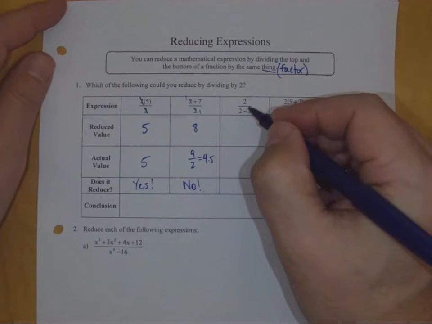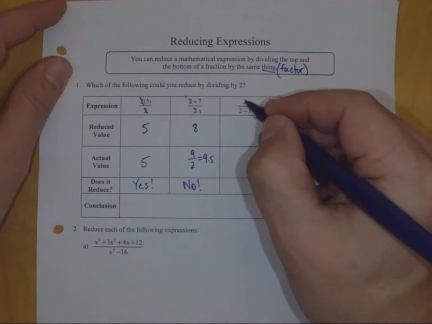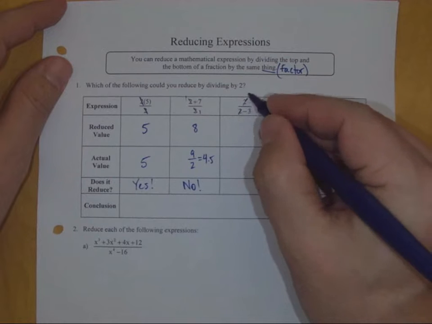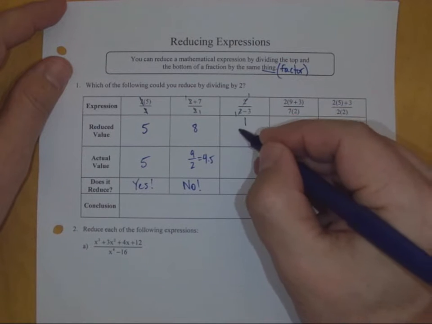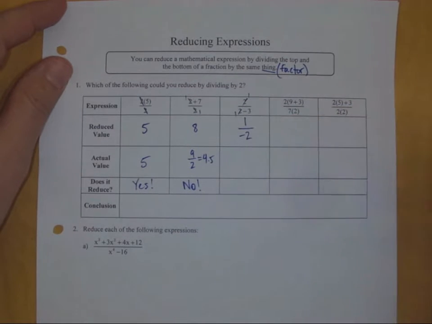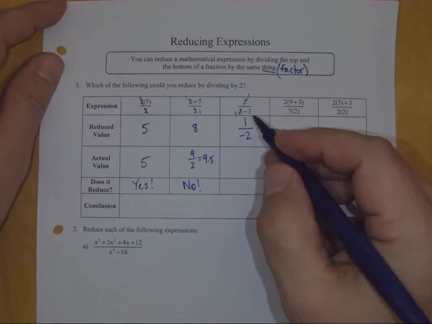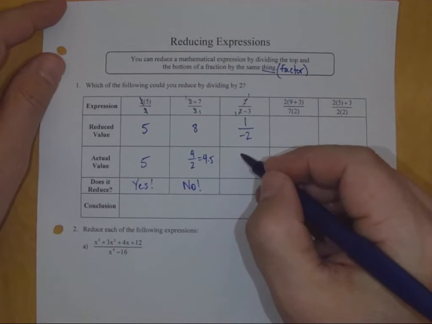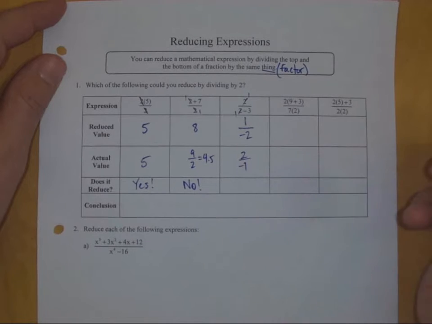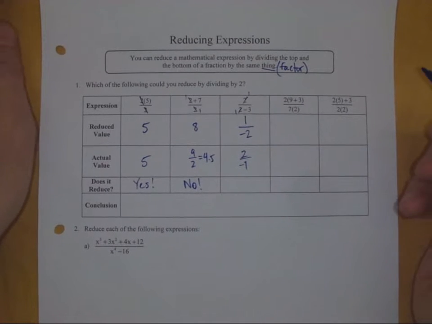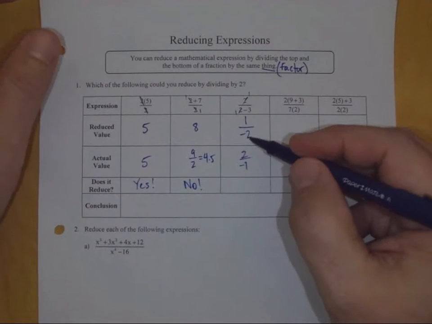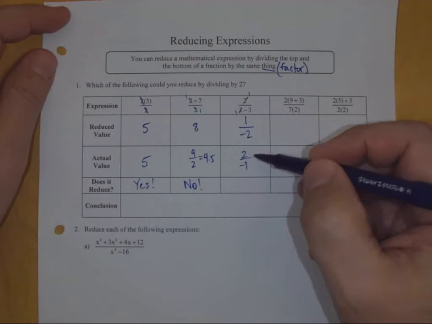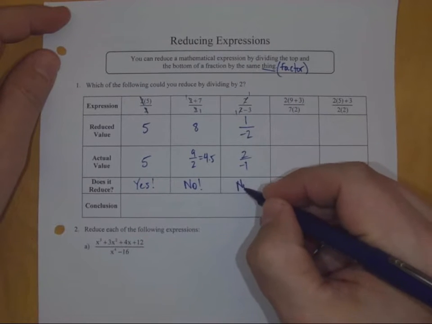Same reasoning for the third one here. I cannot reduce 2 and 2, because then I get 1 over negative 2. But what's the actual answer here? 2 over 2 minus 3 is 2 over negative 1. Even though you think it looks the same, is 1/2 the same as 2 over 1? Absolutely not. So no.